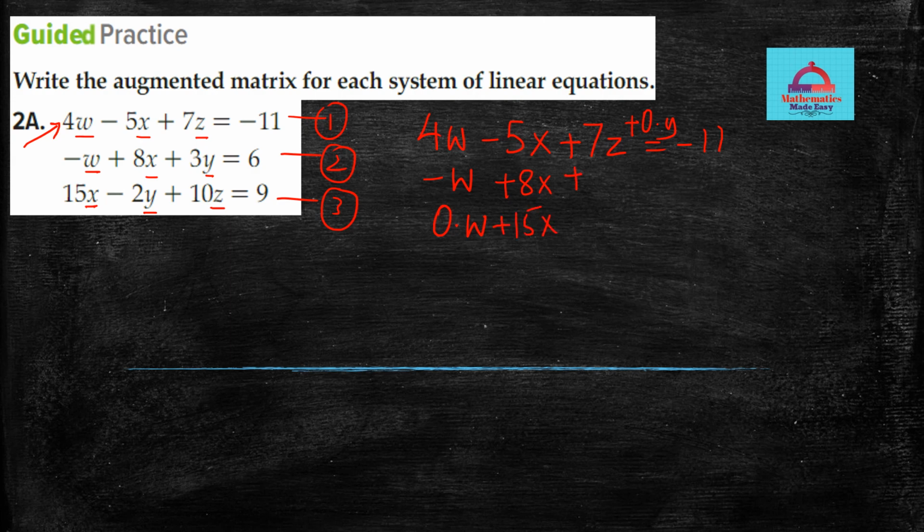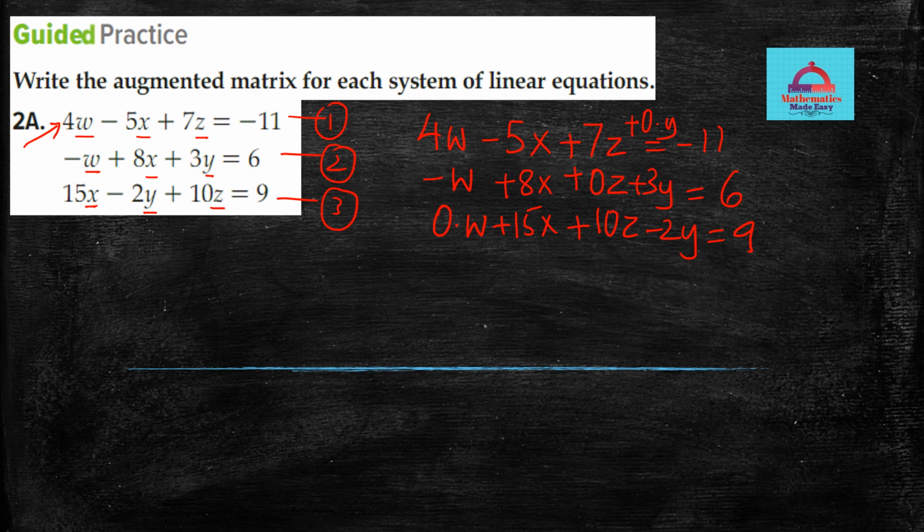Below Z will come variable Z. You don't have Z in the second equation, so it's 0. However, for the third equation, it's 10Z. For the first equation, there's no W, we already put 0Y. So here below we will have 3Y, and here we have minus 2Y. So please be careful with the variables. If you put them in the wrong order, your augmented matrix will be wrong.